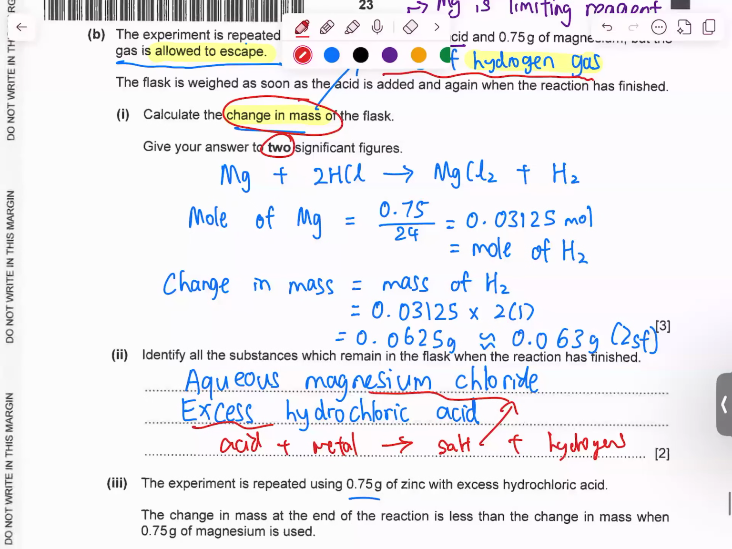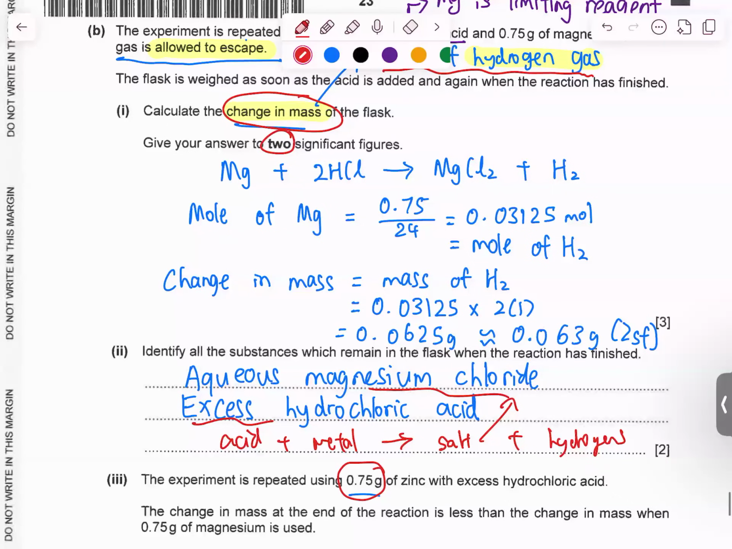The experiment is repeated with 0.75 grams of zinc with excess HCl. Again, this is the limiting reagent. Okay, this one will be the one that determines the volume of H2 produced. The change in mass in the end is less than the change in mass when magnesium is used.